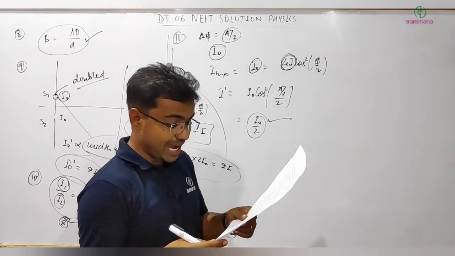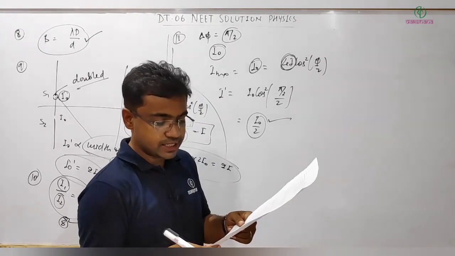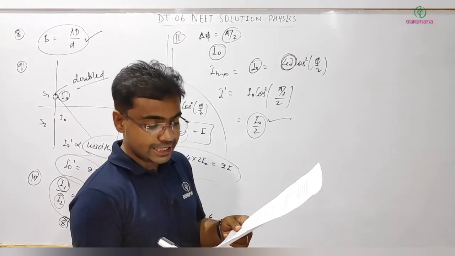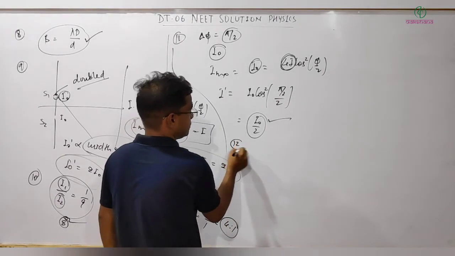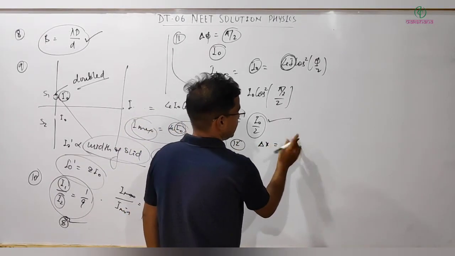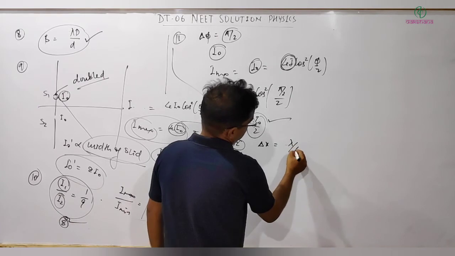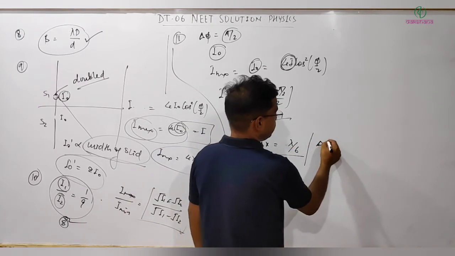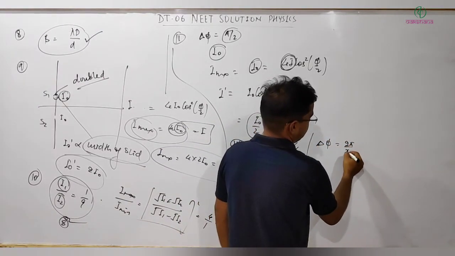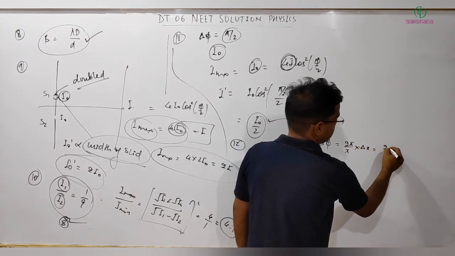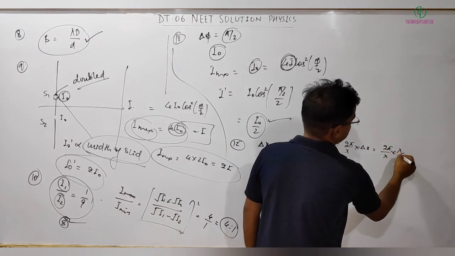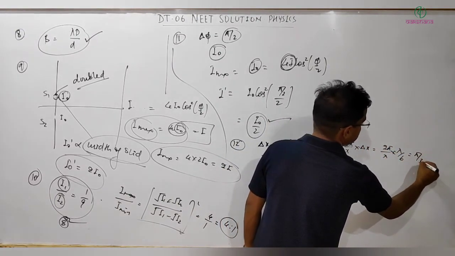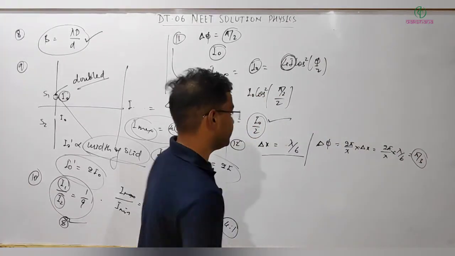Question number 12. The path difference between two interfering waves at a point on the screen is okay. So here delta x is given as lambda by 6. Then you must know the relation delta phi is equal to what? 2 pi by lambda multiplied by delta x. Simply substituting 2 pi by lambda multiplied by lambda by 6, we get pi by 3. This is the phase difference, delta phi.